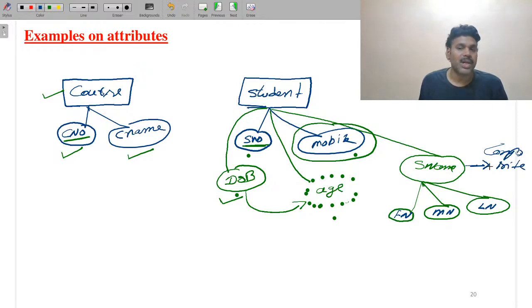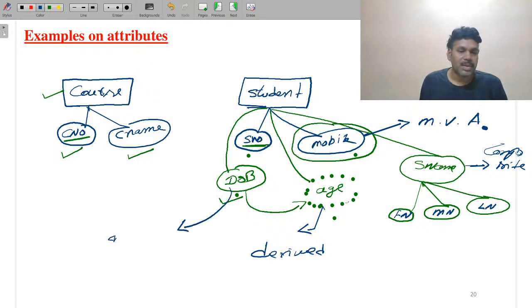This is a composite attribute, and this attribute we are calling a multi-valued attribute, and this attribute we are calling a derived attribute, and what else? This attribute we are calling a stored attribute. Remaining all you know. This is one example.